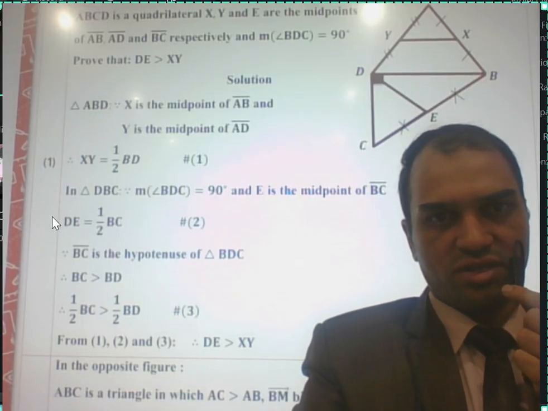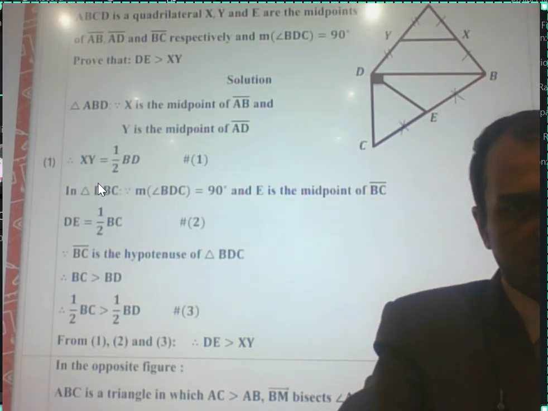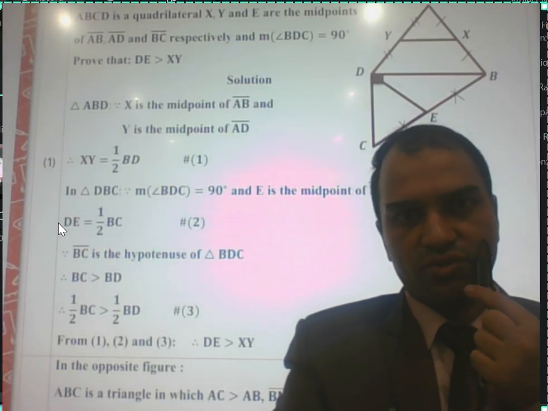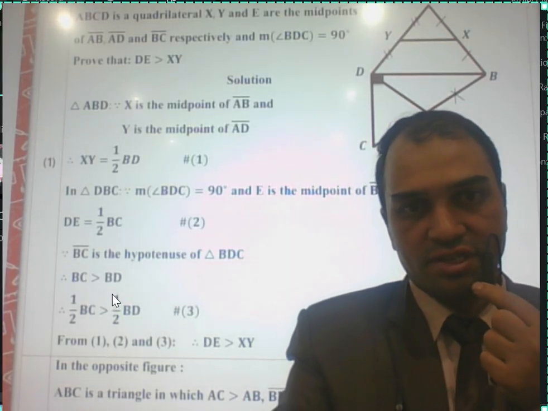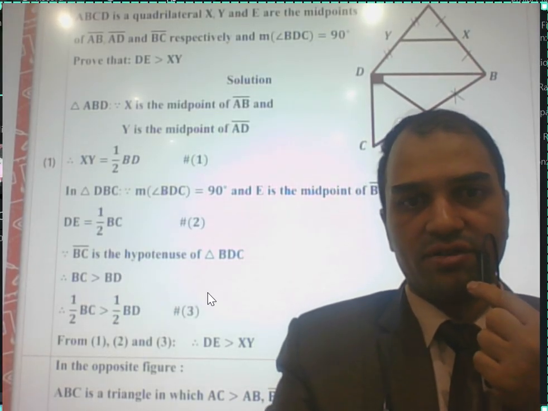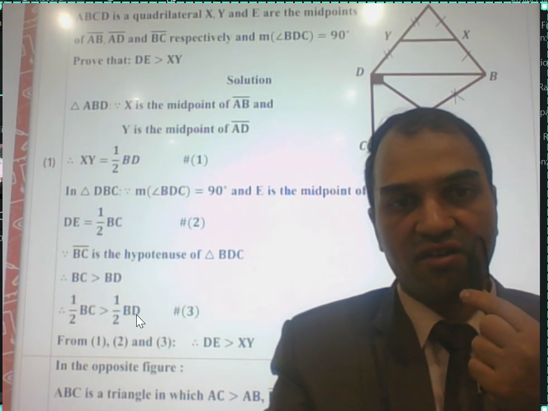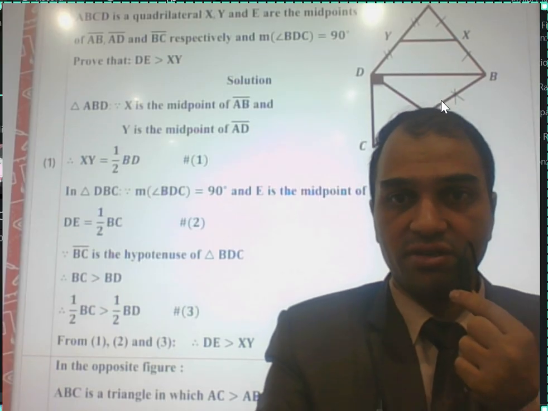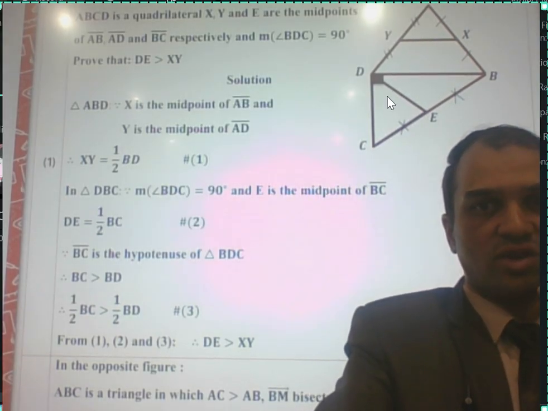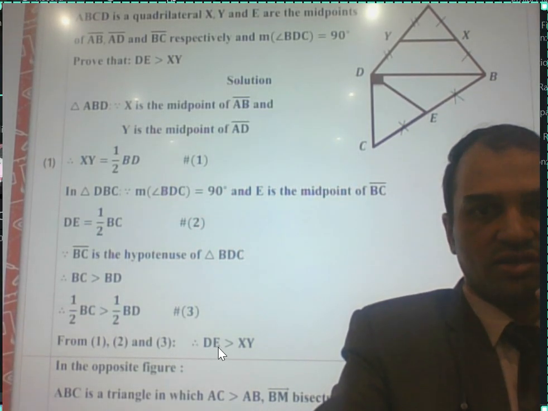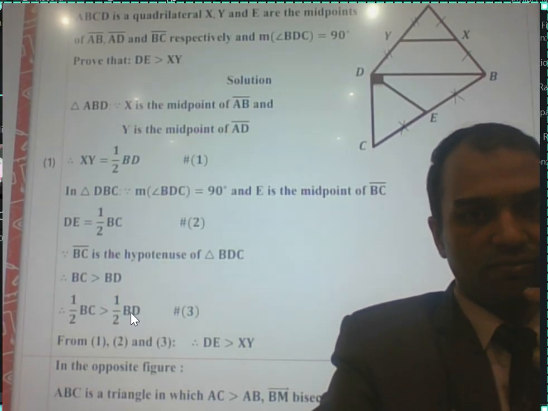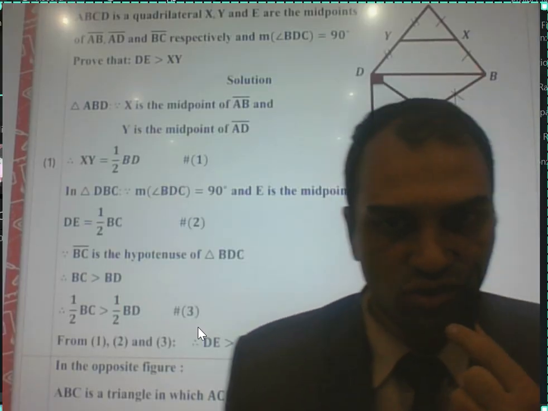So XY and DE, we have a relation between them because BC is greater than BD. Look at relation number 3. We can divide both the left-hand side and the right-hand side by 2. Then half of BC is greater than half of BD. We know half of BC equals DE. Put here DA. Then DE and half of DB. DB has to be XY. Then DE is greater than XY.